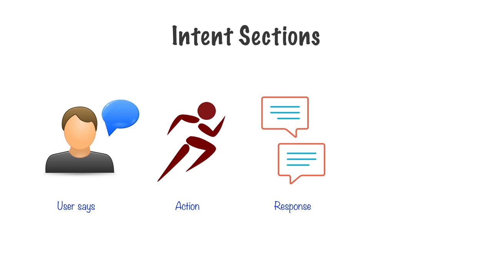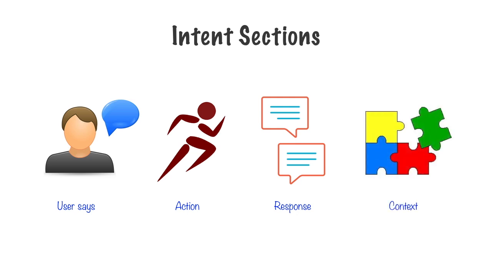And finally, one of the sections that you might want to configure is the context. The context refers to the environment in which the dialogue or the conversation with your bot occurs. This environment contains other information that the user might have given the chatbot, which you need to know within this particular intent.